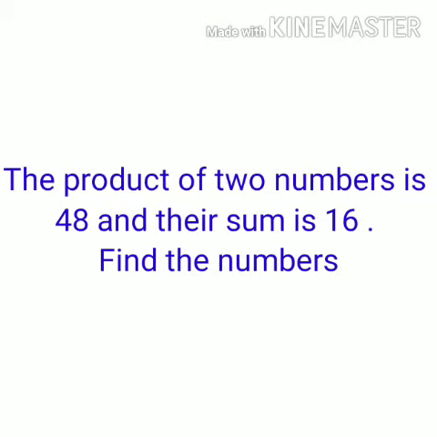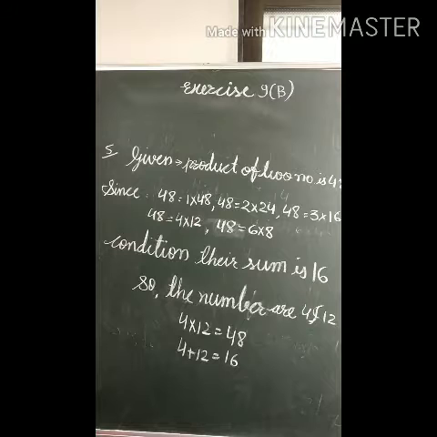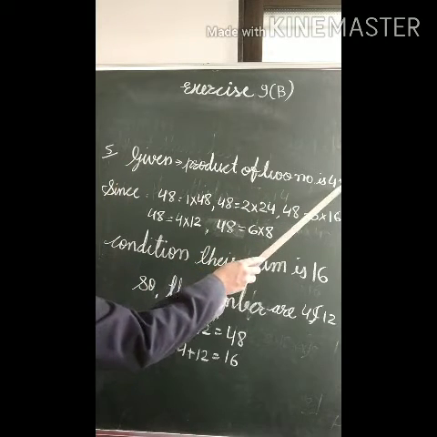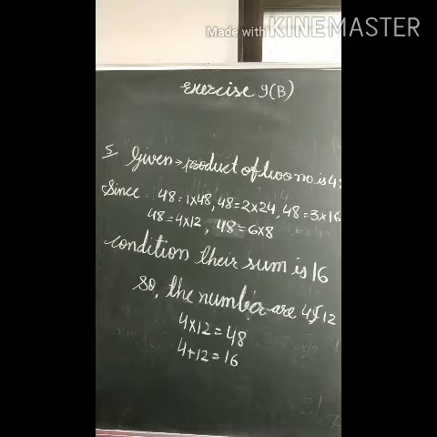Students, we will solve our next example. The fifth one: the product of two numbers is 48 and their sum is 16. Find the numbers. Yes, in this question we have to find the numbers. As they have given, the product of two numbers is 48. Product means multiplication. So here we will write which numbers give us the answer 48. So all the factors we will write here.